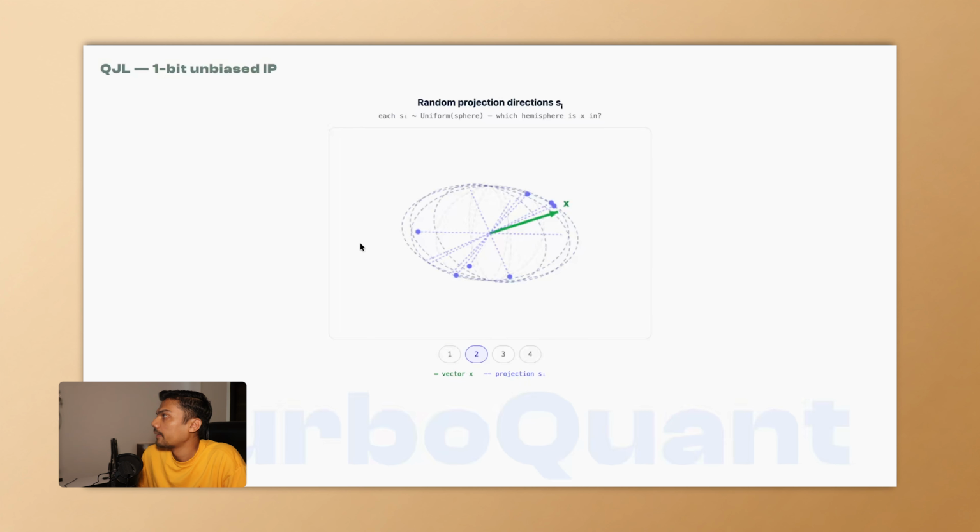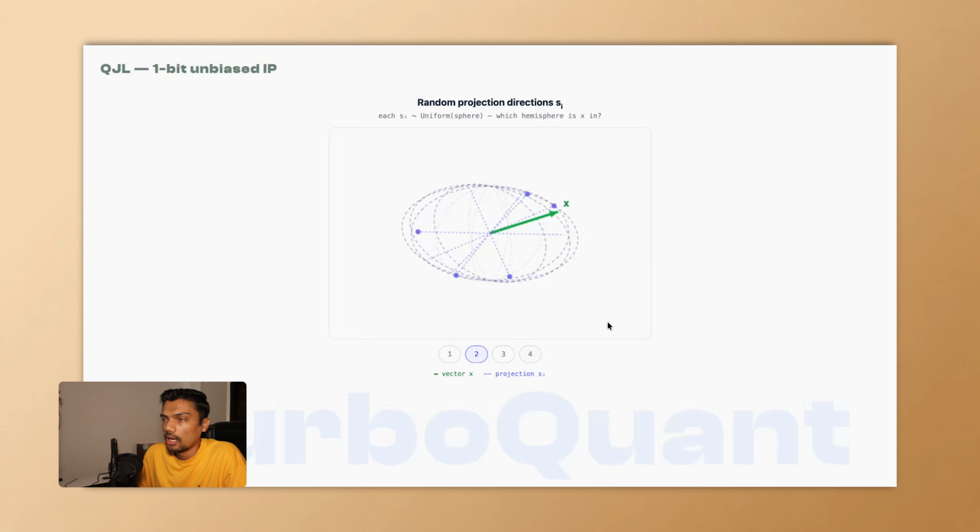Then you dequantize. Given z equals sign of S x, the estimate of x is Q_qjl to the power of minus 1 of z, which equals square root of pi by 2 divided by d, times S transpose multiplied by z.